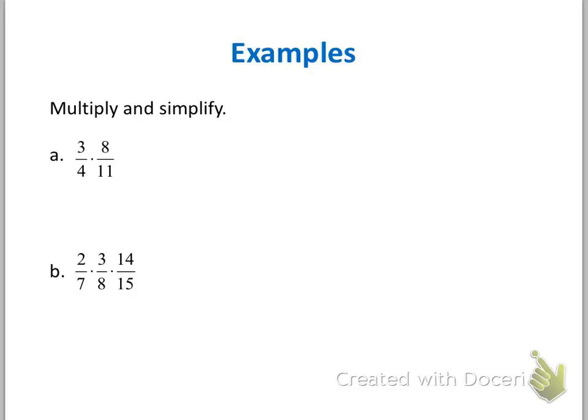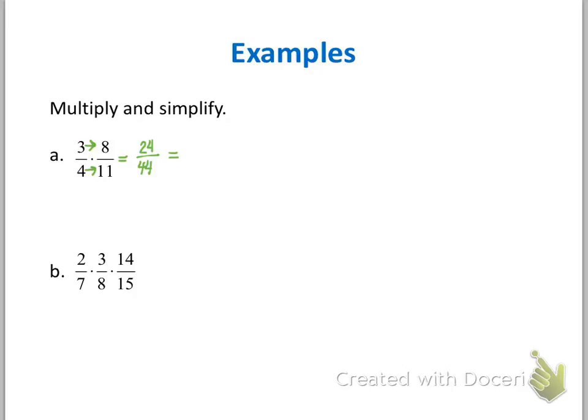Let's take a look at multiplication. Multiplication people typically find to be the easiest. So remember, when we're multiplying fractions, we're simply going straight across. We're going to take the numerator and multiply it by the numerator and the denominator by the denominator. So this is going to give us 24 on top and 44 on the bottom. Always simplify your final answer.